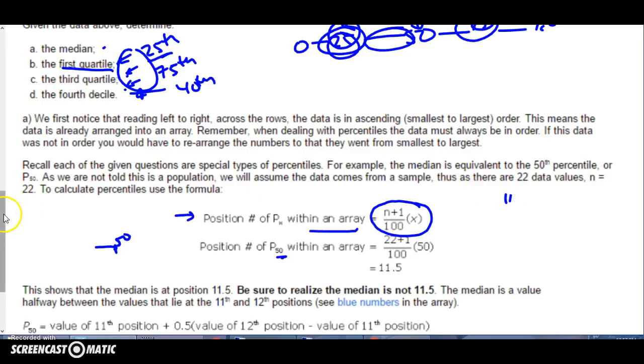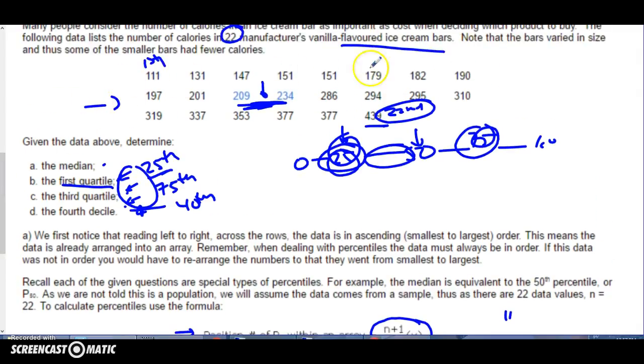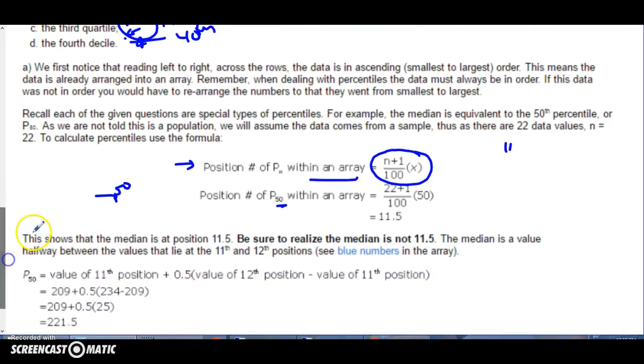Okay, if I count it, there's 1, 2, 3, 4, 5, 6, 7, 8, 9, 10, 11th piece of data, and here's the 12th. So where am I? I'm in the middle of these two. Now, let's use the equation to show that that's what we're doing. What you do here is you use n plus 1 divided by 100 times x. So x here is the percentile that you're concerned with, n is the number of data points you have, and then you figure out where your point is.